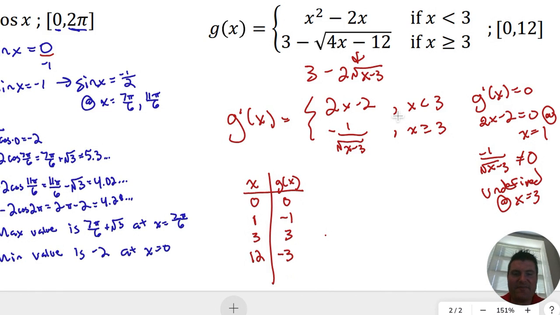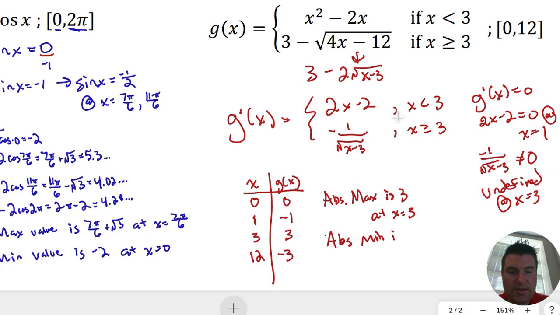So now I have all my values here. So I'm going to have an absolute max. What is my absolute max? It is 3, and that happens at x equals 3. And my absolute min is -3, and that occurs at x equals 12.